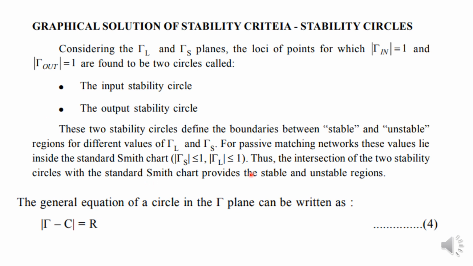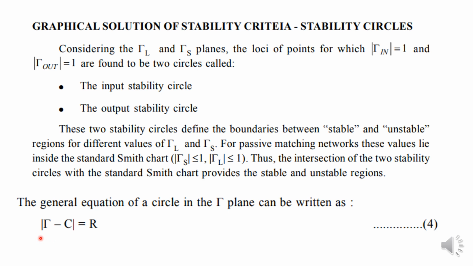For example, for passive matching networks, say these two values are inside the Smith chart, if both |tau s| is less than or equal to 1 and |tau l| is less than or equal to 1. The intersection of these two stability circles with the standard Smith chart provides us the stable and unstable regions. So only based upon these two values, we can say whether the region is stable or unstable.